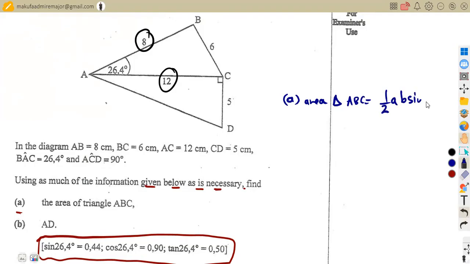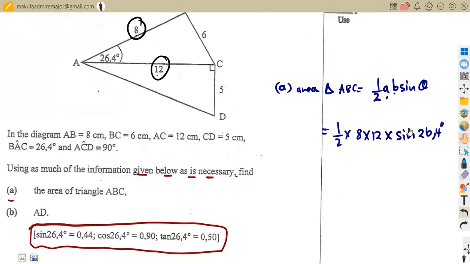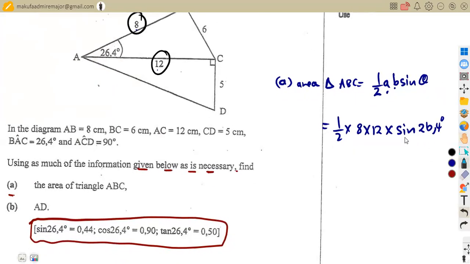So we can use half AB sine of theta in this case, whereby A and B are the sides creating our angle, the sides 8 and 12. So it's going to be half of 8 times 12 times the sine of theta, the sine of the angle that we are given of 26,4 degrees. We can substitute, because we are given the sine of 26,4 in our information, it's 0,44.